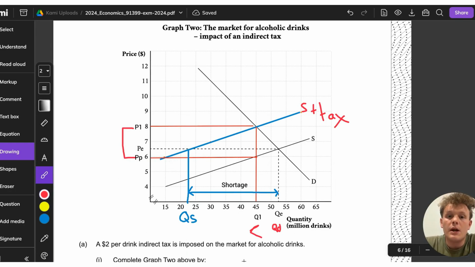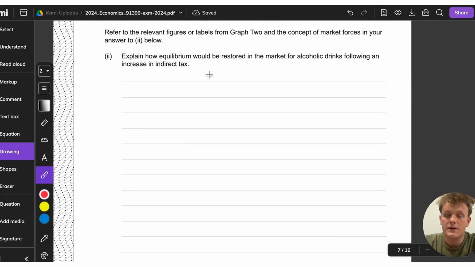Therefore, we need to figure out who responds. In this case, the consumers are going to respond, as they're the ones that are missing out on the products. They're missing out on alcohol, so they're going to increase the price by bidding up the price in order to ensure that they access the shortage. As the price rises, the quantity demanded will fall as alcohol becomes less affordable due to the law of demand, and at the same time, quantity supplied will rise up the supply curve as alcohol becomes more profitable, and therefore producers will increase their quantity supplied. This will continue until the new equilibrium price and quantity is reached at P1, Q1. So that's our answer for part 2.